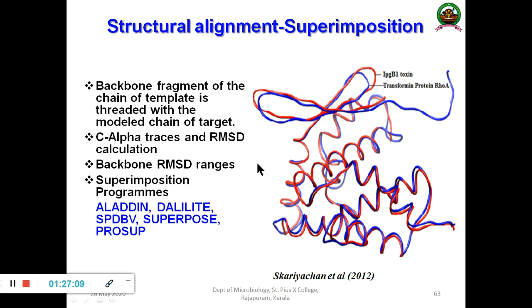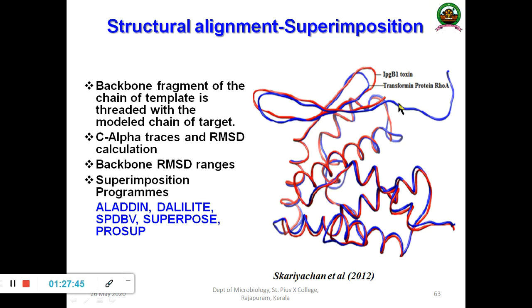And the backbone RMSD: any structure with less than 2 RMSD you can consider a good quality structure. Closer to 0 RMSD value is always good. 2 to 3 is almost okay, not good, but more than 3 cannot be considered. And what bioinformatics tools will you use for superimposition? You have so many tools like Aladdin, Dali-Light, SysPDB viewer, Superpose, ProsUp, and many others. Once you do a structural alignment, your model is ready.